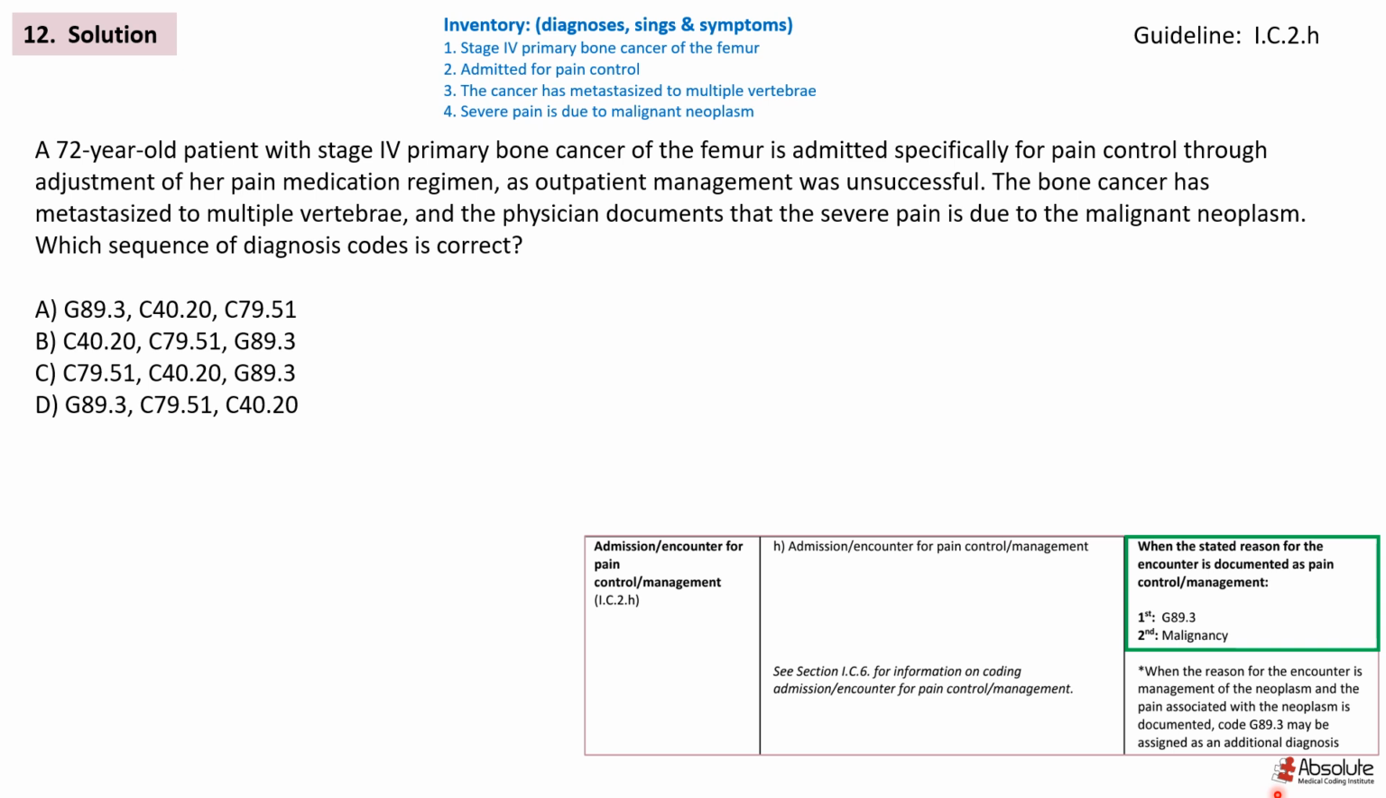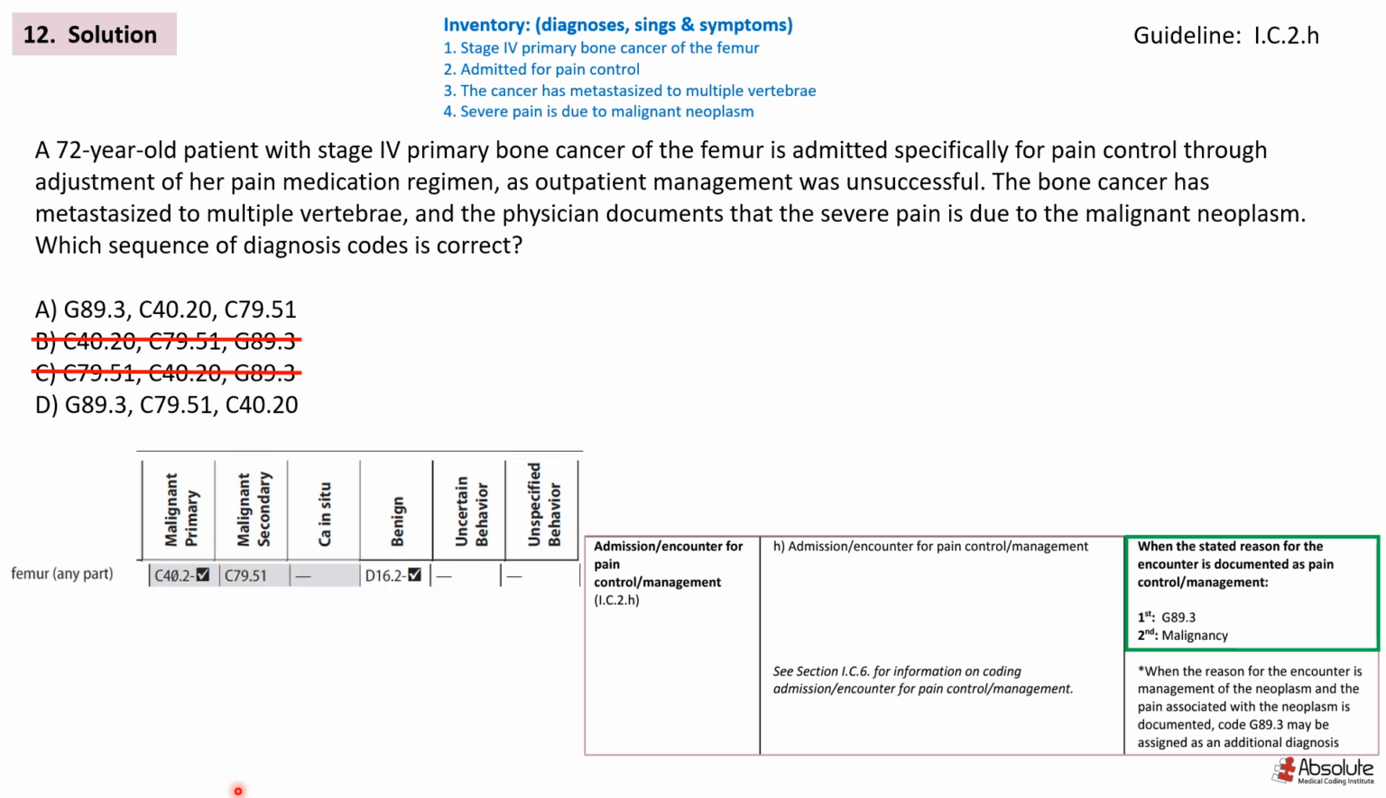So with that being said, we can eliminate quite a few things, but we are going to eliminate B and C because they're both sequencing neoplasm codes first. And that leaves us with A and D. As you can see here, we have some slight differences in our sequencing of the neoplasm codes. And so let's just take a look at those neoplasm codes real quick.